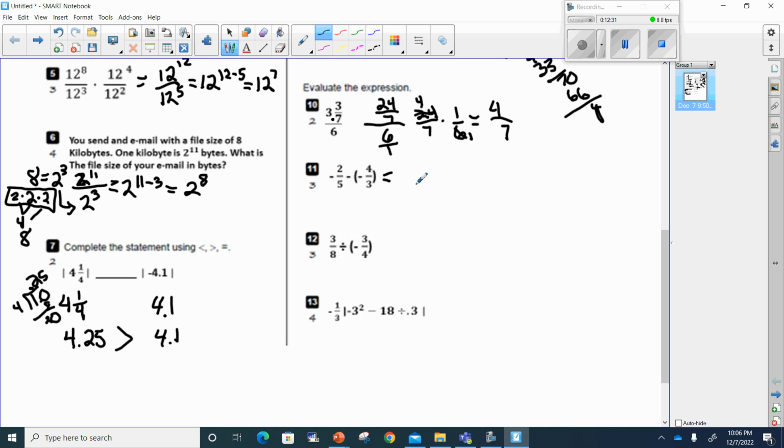So now I could rewrite this problem as negative 2 over 5 plus 4 over 3. I have to get a common denominator. I know that I can multiply 5 and 3 to get 15. So I'm going to turn this into a 15 for my denominator.